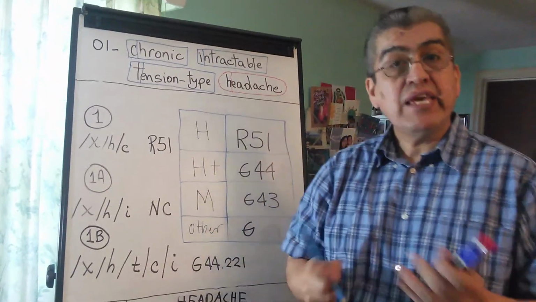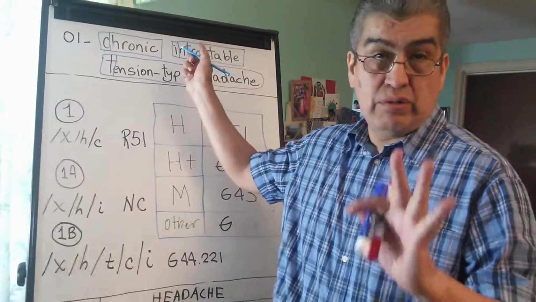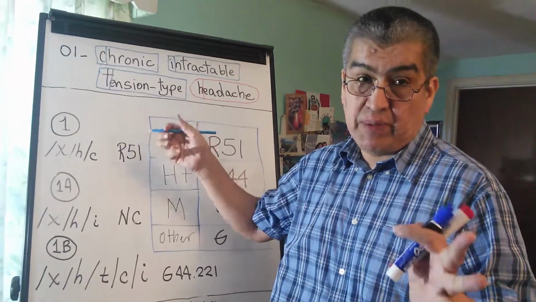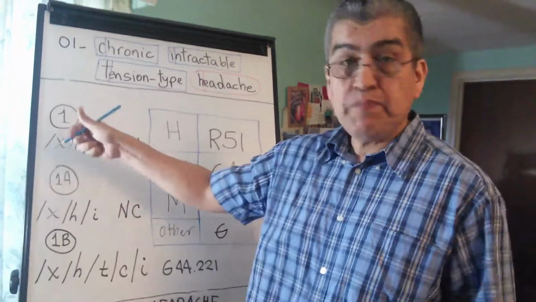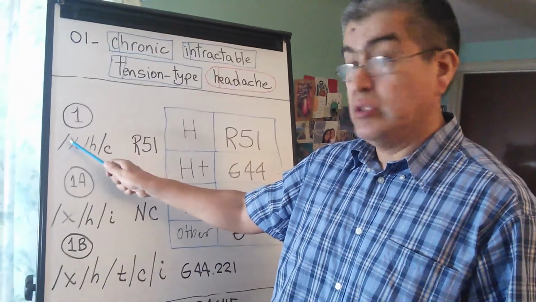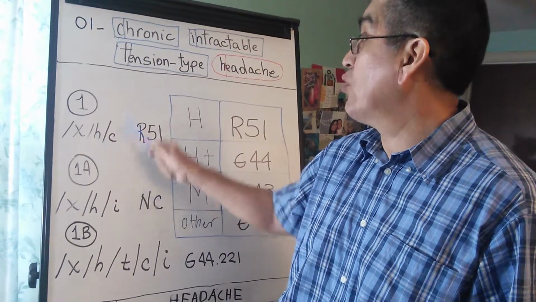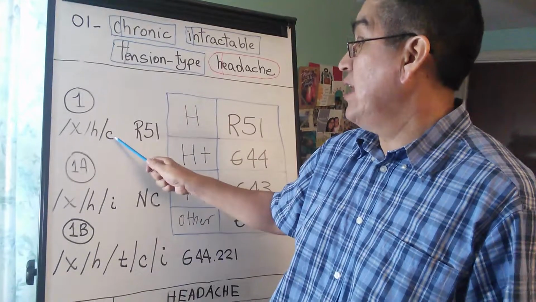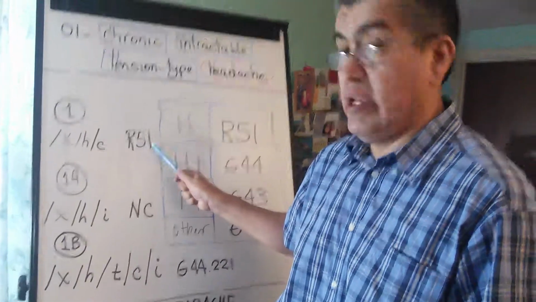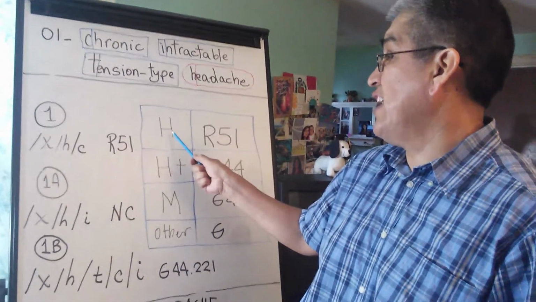Now, the key to find the answer is to find a path that contains all of the keywords, or most of them, preferably all of them. The first path we go to the index, then we go to headache, and we go to our first keyword, chronic. There's nothing more that we can do, and the code that we get there is R51. This is not good because this is the first row, just for a headache.